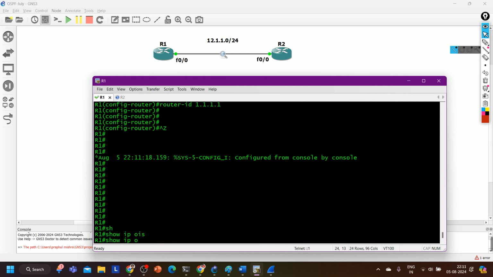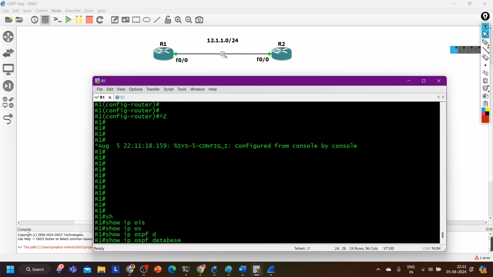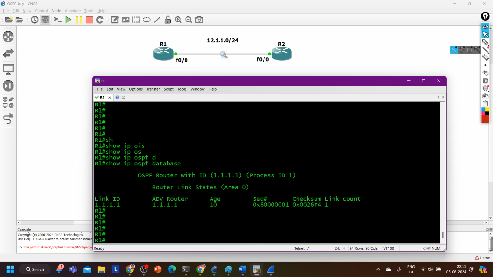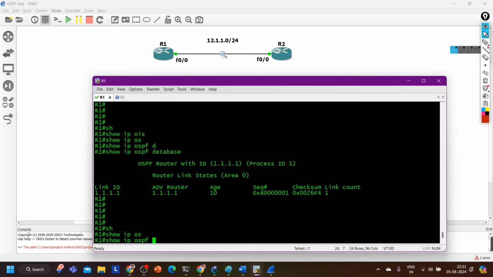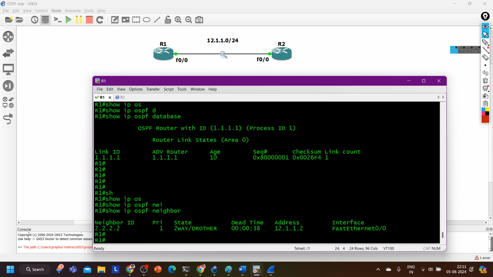So show IP OSPF database. Just wait. Soon it will form neighborship. So show IP OSPF neighbor.